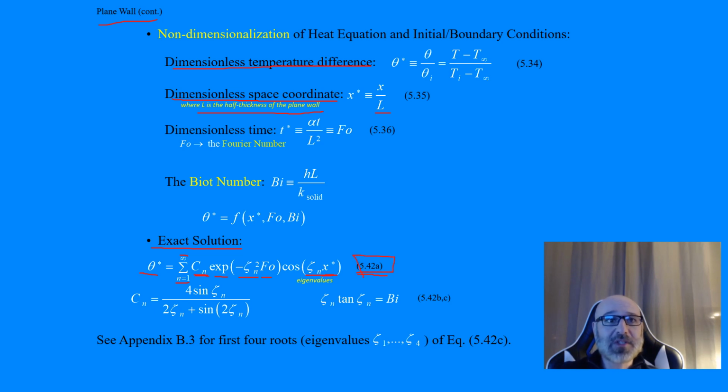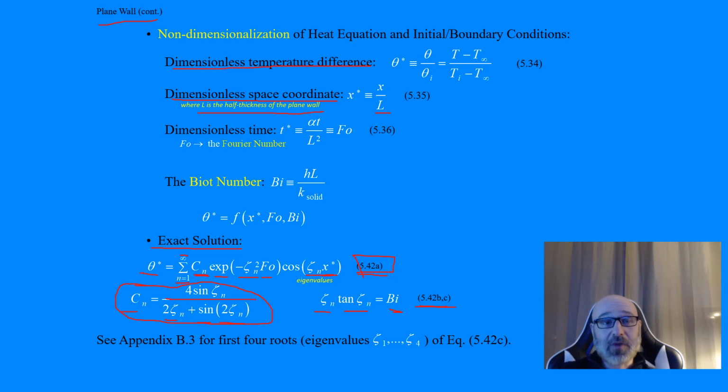Now the question is, well, what is this C sub n right here? Well, we have this relationship that our C sub n is equal to 4 times the sine of our eigenvalue, all divided by 2 times the eigenvalue plus sine of 2 times our eigenvalue. And we also have the relationship in equation 5.42 for our Biot number. So our C sub n and our Biot number, we can reference back to 5.42b and c in our textbook, where our Biot number is now our eigenvalue times the tangent of our eigenvalue.